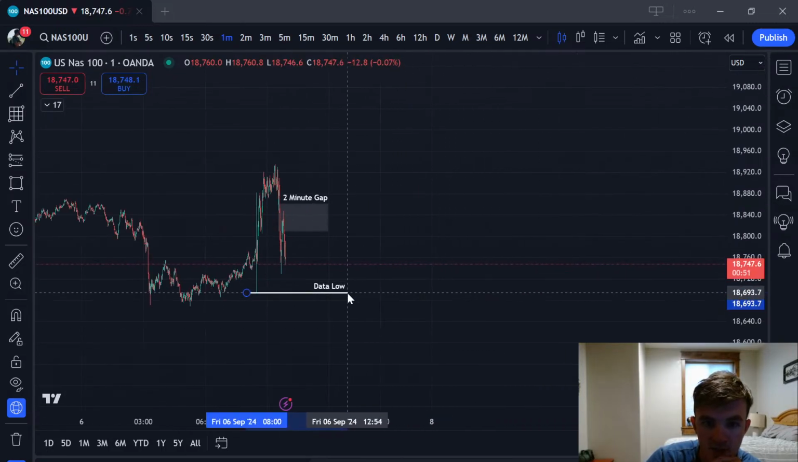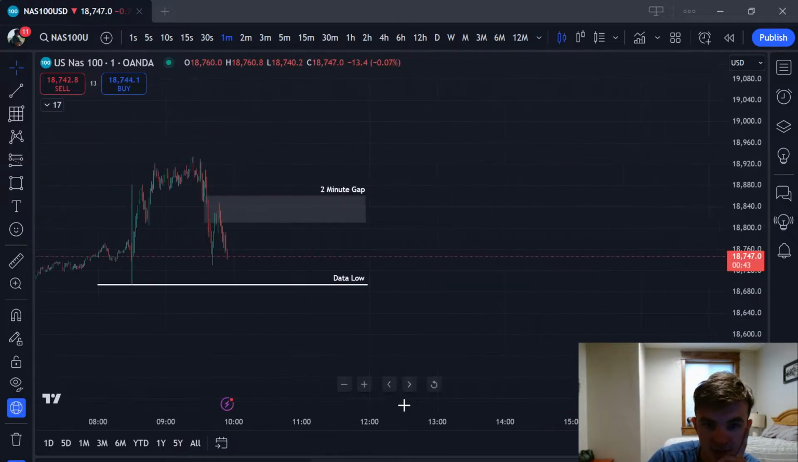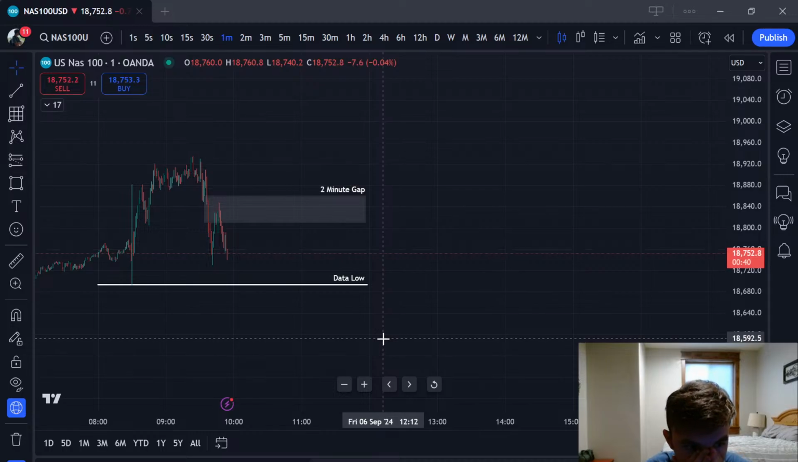So it looks like we are going to this data low. Seems like that's where it's targeting. That's the drawn liquidity, it looks like.